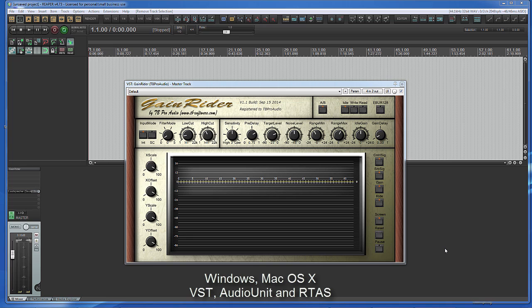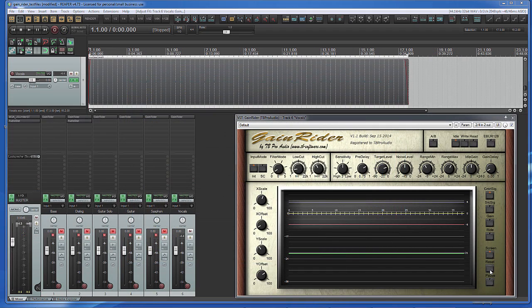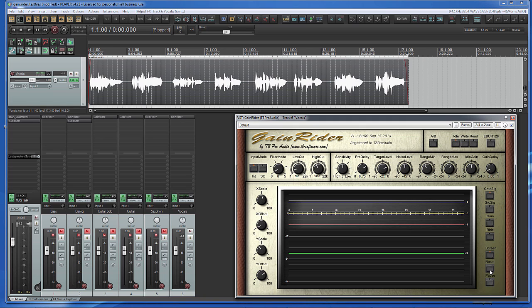GainRider comes as an audio plugin for Windows and Mac OS X DAWs and supports VST, Audio Unit and RTAS. Okay, let's try GainRider with a simple vocal file.